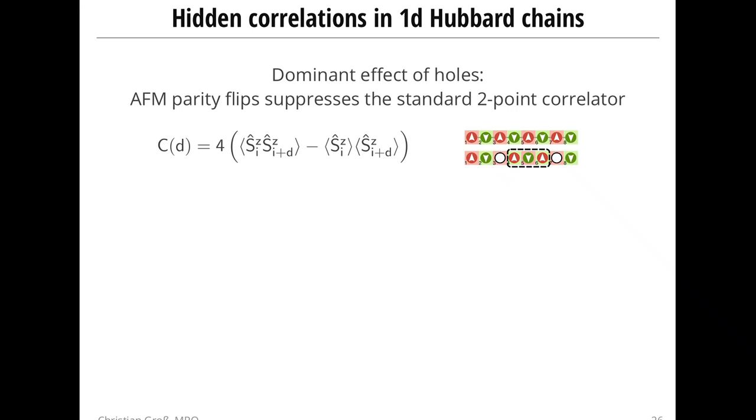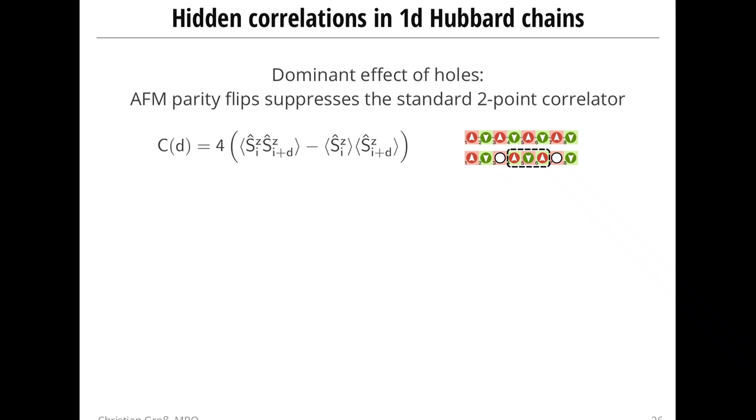So now if I have a fluctuating hole number and just calculate normal two-point correlators, let's say between these two sides, then this flip of what we call the antiferromagnetic parity of this block basically leads to an averaging of up spins and down spins, and then to a vanishing of the correlator. That is kind of a trivial impact of the holes on the spin order, because you see the spin order here still looks pretty good.